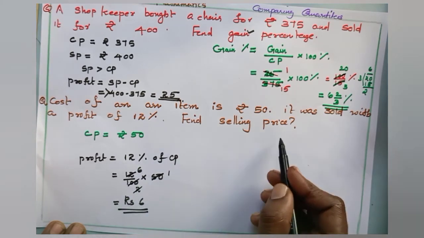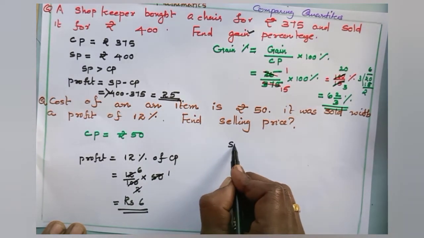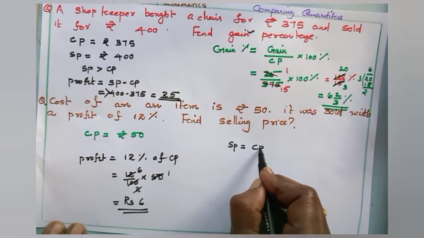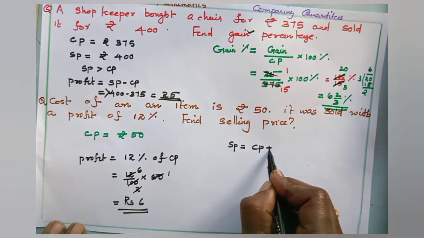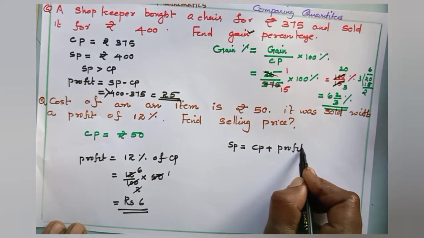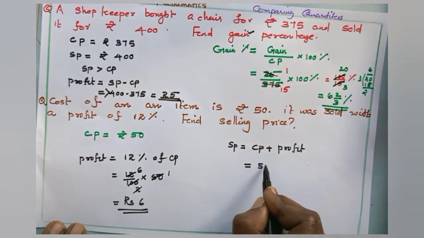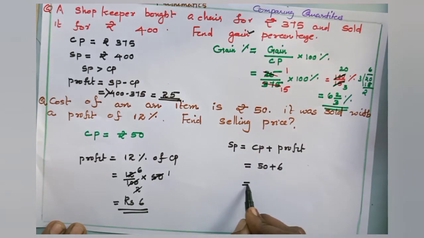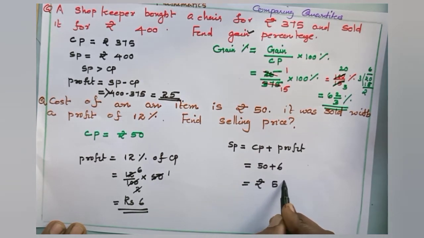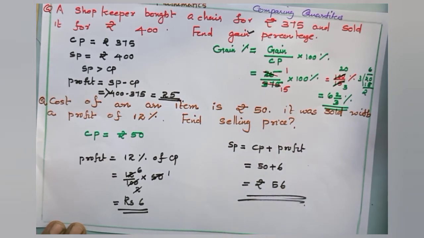Then find the selling price. So the selling price equals cost price plus profit. So we get 50 plus 6, so rupees 56. Okay, understood?